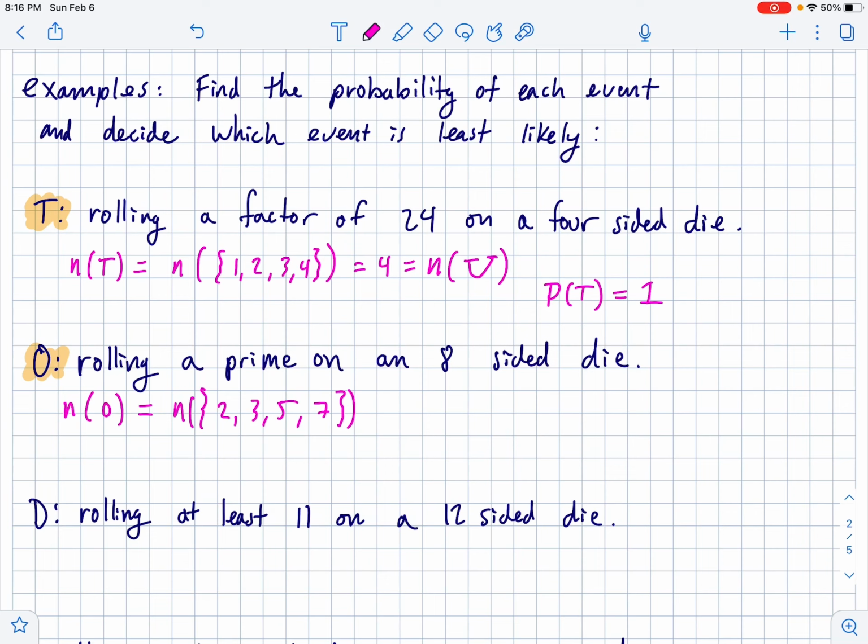Also, 1 is not a prime number. I feel like some people forget that 2 is the first prime number. 1 is not prime. So the sample space here, the number of ways that anything can happen in the problem, is 8. And we have 1, 2, 3, 4 ways that can go. So the probability of O is equal to 4 over 8, which is 1/2, which we will report as 0.5.